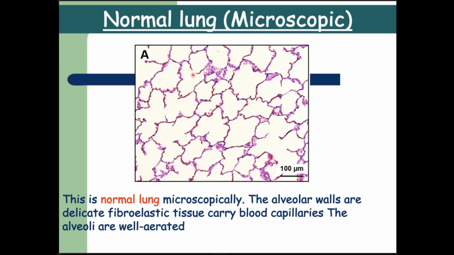Okay, so this is the bullous emphysema. Now we come to the microscopy. Before going to the microscopy of the emphysema, we look at the normal lung. So this is how the normal lung looks. Walls are just delicate fibroelastic tissue, which carries the blood capillaries. And all the alveoli are full of air, so they are well aerated.